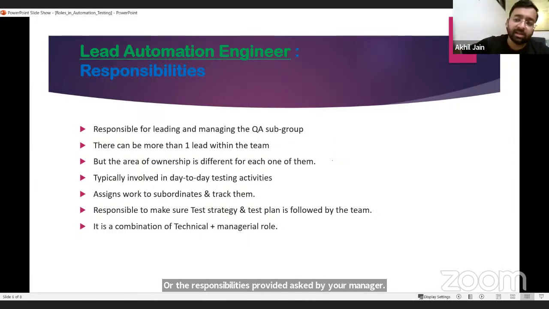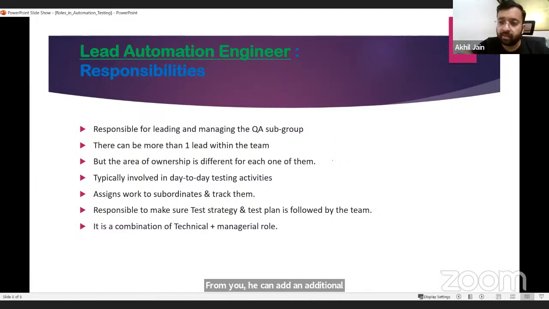He can have an additional responsibility of even managing things. Maybe you have to manage the people, and you have to make sure that all processes are followed when it comes to people management also. But again, I don't generally see that case. I see those responsibilities falling under the manager role only. Okay, so this is about the lead automation engineers, right?